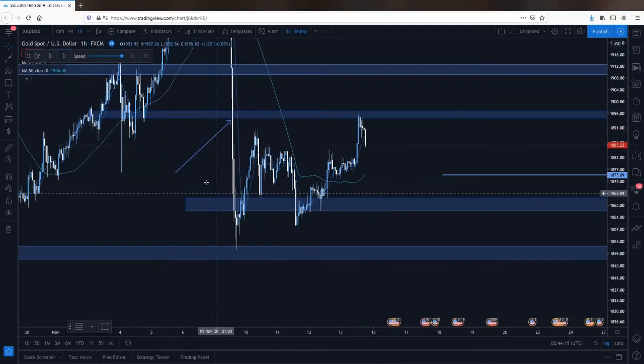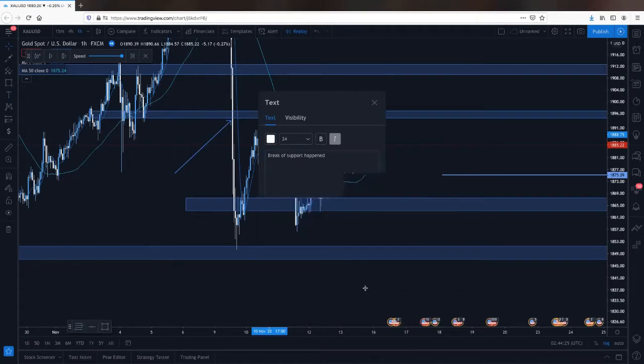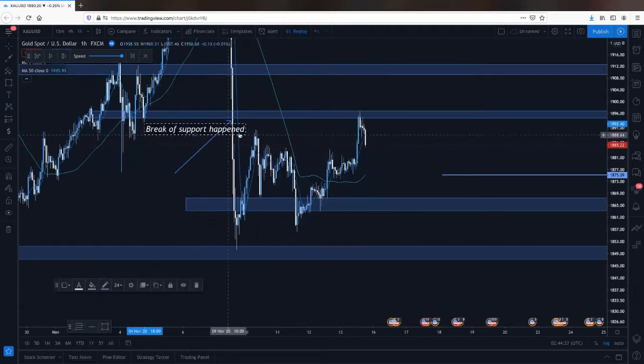All right, cool. So this was the break. So the break happening right here. So the break of support happened like right here.